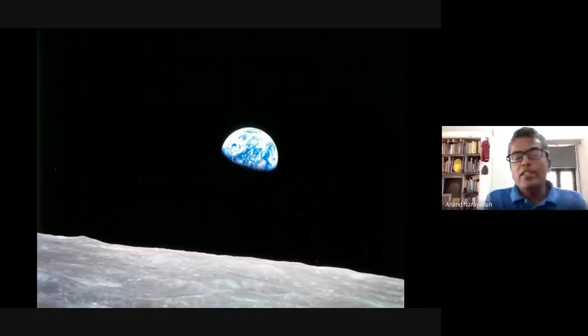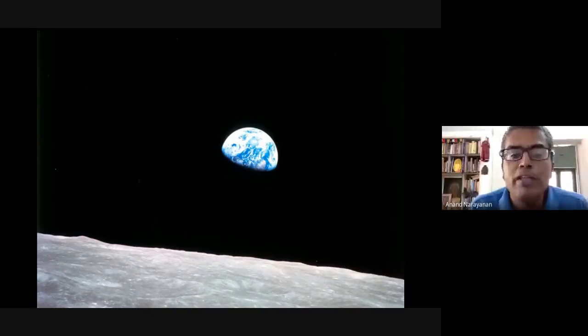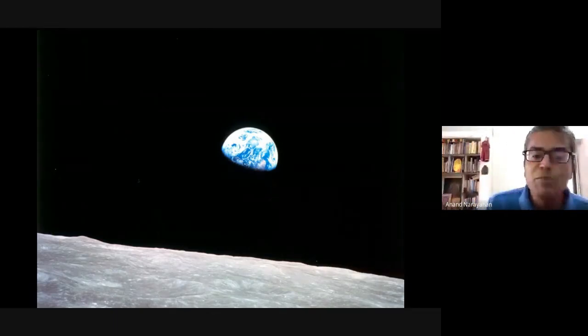So this is a picture of the Earth taken by one of the Apollo astronauts. From the distance of the Moon, Earth looks like a blue marble, which tells us that water is an abundant molecule on Earth. There is no other planet that looks this blue in color.